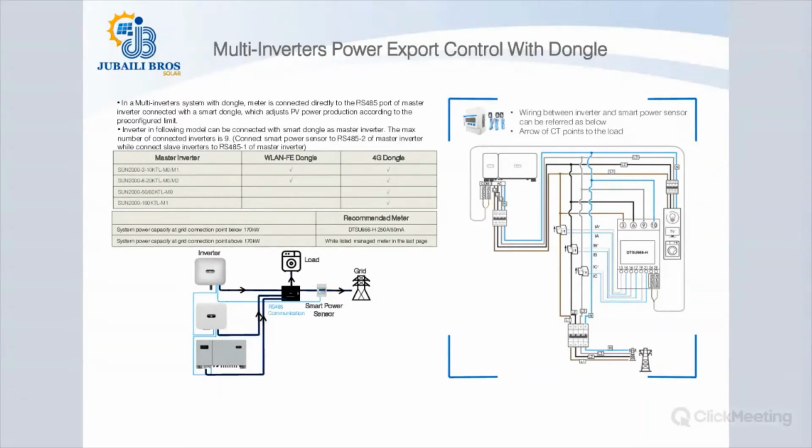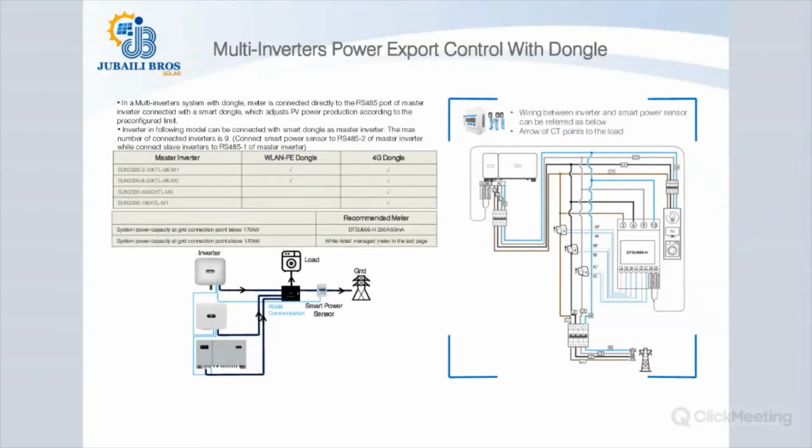In case of having multiple inverters with dongle, we can have connected up to 10 devices. So the master unit will have the dongle installed and it shall be connected to the smart power sensor. The remaining inverters will be connected with daisy chains of RS-485 communication cables. So once the signal is sent to the first inverter, the signal will also be sent to the remaining inverters with the RS-485 communication cable.